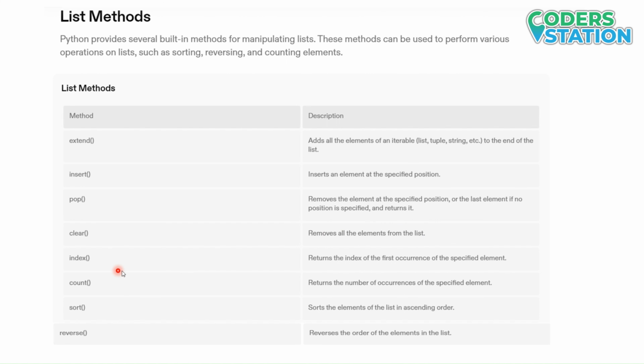Second is index. It returns the index of the first occurrence of a specified element, and count returns the count of a particular element in the list. Then comes the sort method. What the sort method does is that it sorts the list in ascending order. And then comes the reverse method. The reverse method reverses the order of the elements. The sort method arranges the elements in ascending order, while the reverse method arranges the elements in reverse order. So without wasting time, we will quickly start with our execution or example part.